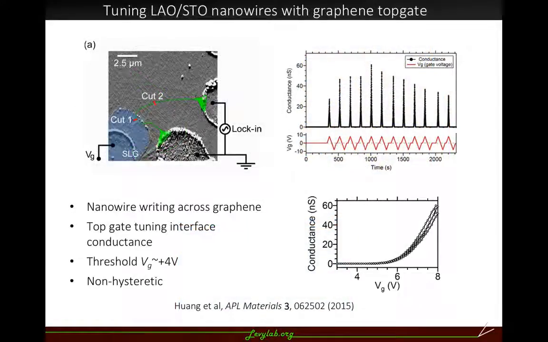And this is another structure we created. Part of the nanowire is underneath the graphene area, and we use the graphene as a top gate. We see a clear tuning effect of the graphene top gating, and there's minimal hysteresis, so we know the wire can be successfully tuned by the graphene. This has been published last year.